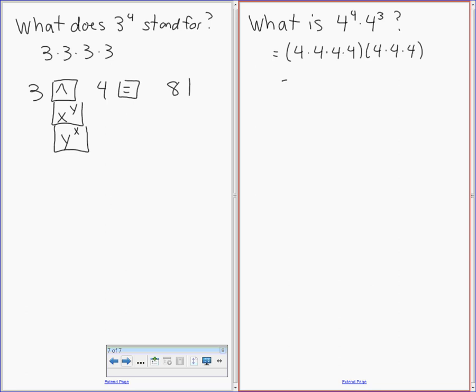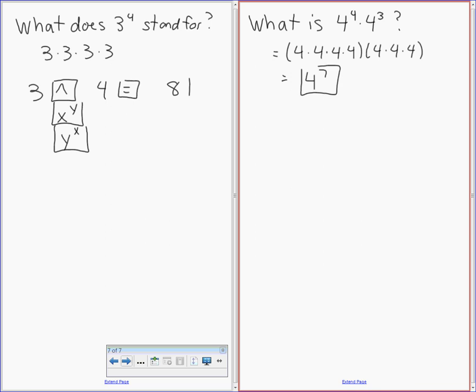Now, this is the way the exponent rule works. Okay? Emily, how many 4s do we have altogether there? 7. Good. Okay. Good. So I can write that as 4 to the 7, and we just learned a power rule. So I don't have to do this every time.